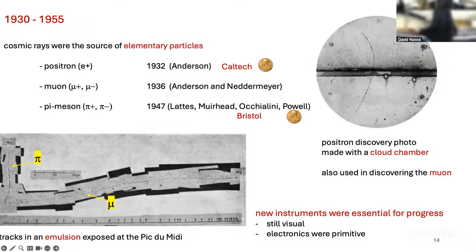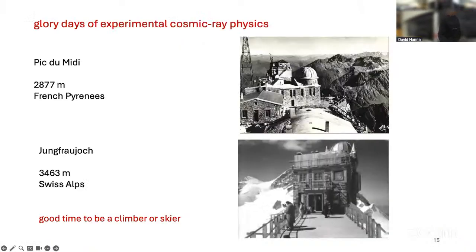So this is the kind of thing that was going on in cosmic ray physics, but new instruments, instrumentation, was essential to that. Plus high altitudes. This emulsion was exposed at the Pic du Midi in the Pyrenees, and Anderson and Millikan had all their apparatus picking up high, on Pikes Peak in the United States. So high altitude, because that's where the cosmic rays are. Okay, so just to say, there's Pic du Midi, 2877 meters in the French Pyrenees, and then the Jungfraujoch in central Switzerland, right by the Eiger.